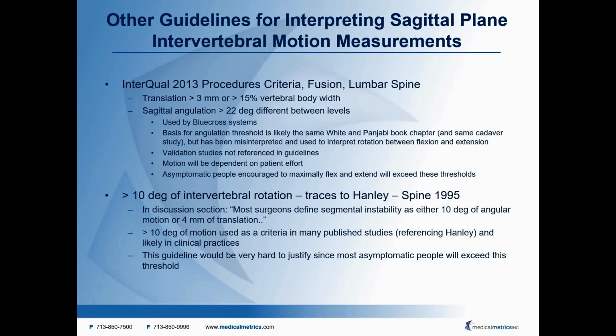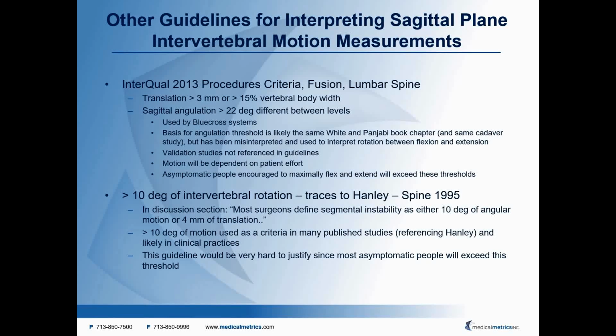A wide range of other intervertebral motion thresholds have been used, including criteria and payer reimbursement guidelines. These guidelines also have very limited scientific support. One criteria that has been used in many research studies is to classify a level as unstable if there is greater than 10 degrees of intervertebral rotation.